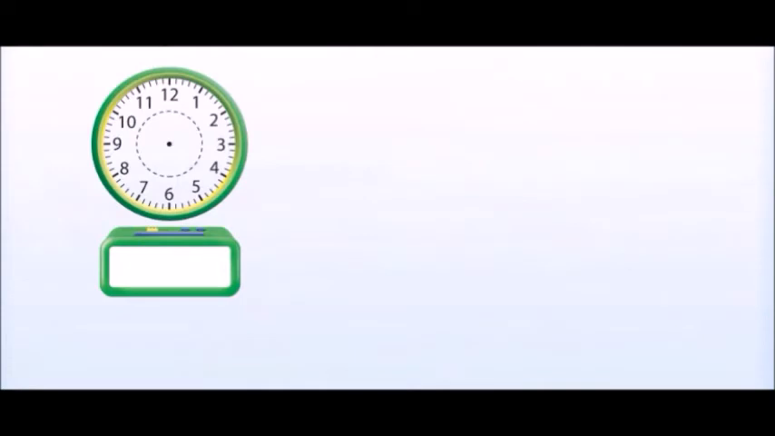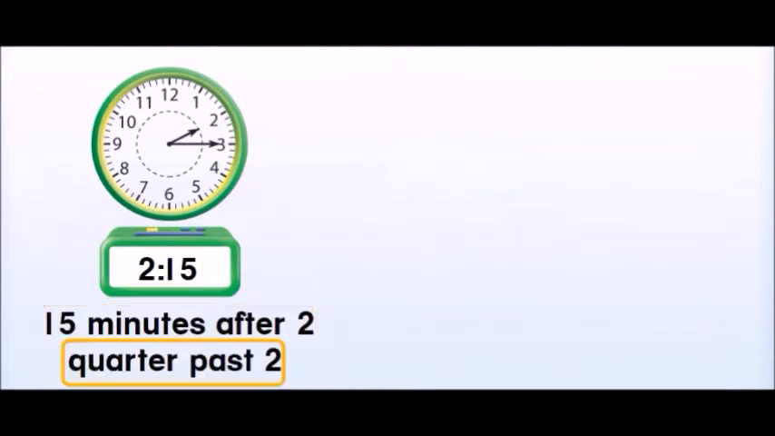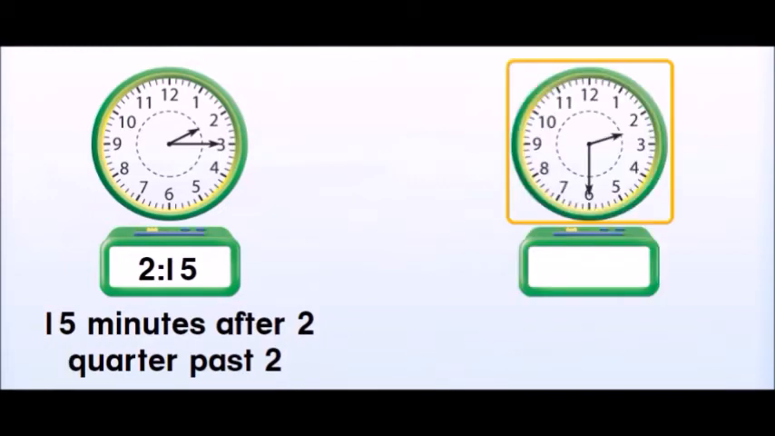Let's say the time in different ways. What time does the analog clock show? Let's look at the hour hand and the minute hand. The hour hand points between the 2 and the 3. It's not 3 o'clock yet. The minute hand points to the 3. If we count to the 3 by fives, we get to 15. So this clock shows 2:15, or 15 minutes after 2. Another way to say this is 2:15.